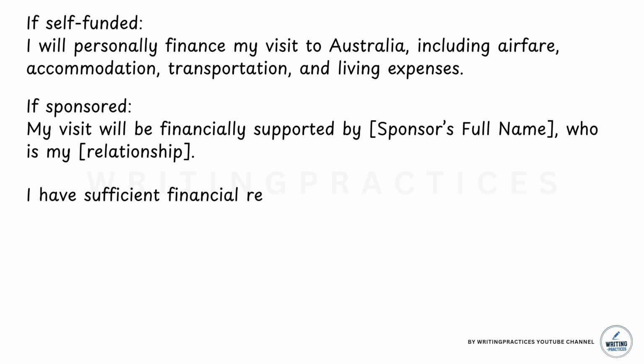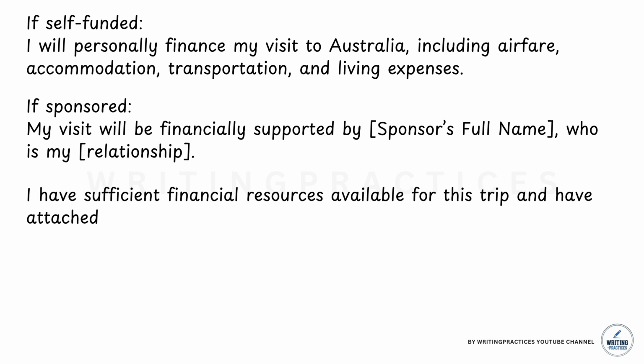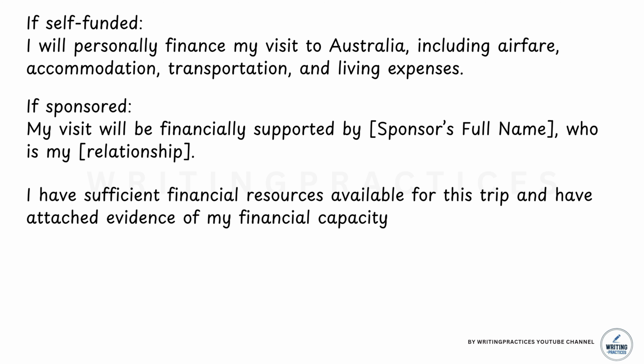Ninth paragraph, financial capacity. Confirm your financial readiness. Example, I have sufficient financial resources available for this trip and have attached evidence of my financial capacity. This reassures immigration officers that you can support yourself during your stay. It reduces concerns about financial hardship while in Australia. Make sure your financial evidence supports this statement.